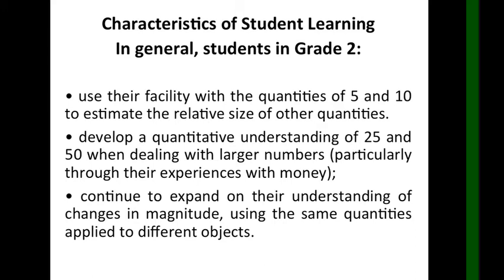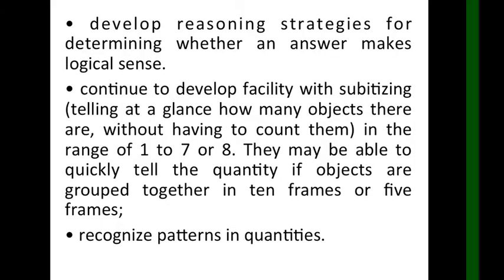Continue to expand on their understanding of changes in magnitude using the same quantities applied to different objects. Develop reasoning strategies for determining whether an answer makes logical sense. Continue to develop facility with subitizing, telling at a glance how many objects there are without having to count them, in the range of 1 to 7 or 8. They may be able to quickly tell the quantities of objects that are grouped together in 10 frames or 5 frames. They can recognize patterns in quantities.